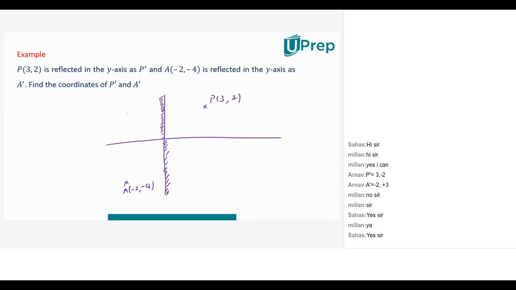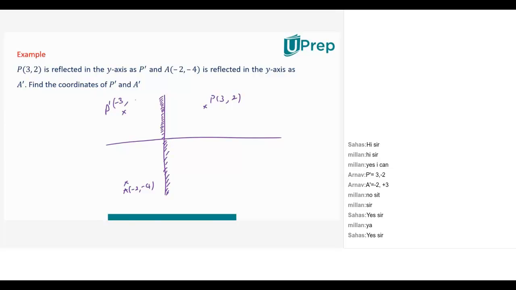Who will give us the P dash point? Yeah, Alifia will give us. Which quadrant will P dash go to? If I'm not wrong, quadrant 2. It should be in quadrant 2. Very good. Can you tell me the coordinates of it? (-3, 2), in the second quadrant.